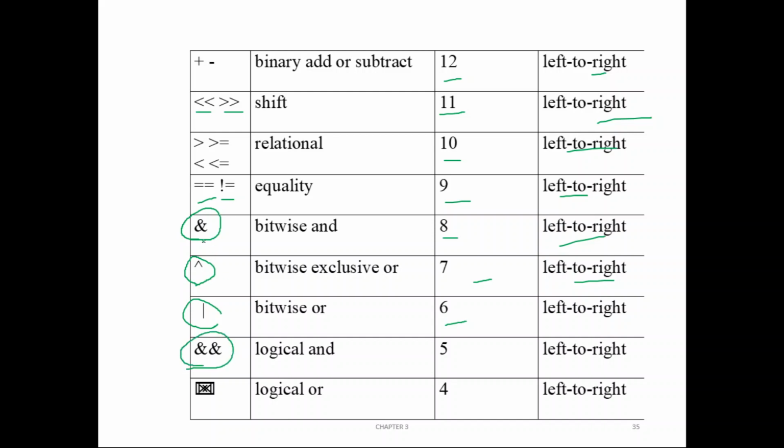Bitwise AND means it performs a bit operation. If you have two numbers, say a is equal to 2 and b is equal to 3, then a is 2, that is 0 1 0. B is 3, that is 0 1 1. Bitwise AND performs AND on each bit: 0 and 1 is 0, 1 and 1 is 1, 0 and 1 is 0, remaining all 0.